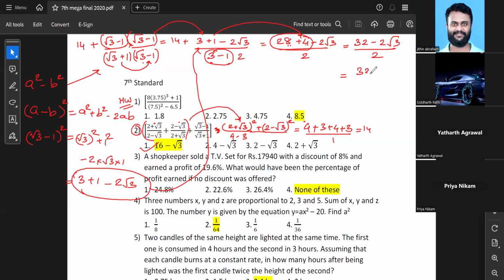So you can write this as 32 divided by 2 minus 2 √3 divided by 2. So whenever you wish to cancel, separate them. Once it is separated, then you can cancel. This becomes 16 and 2 cancels to give you 1. That gives you 16 minus √3.